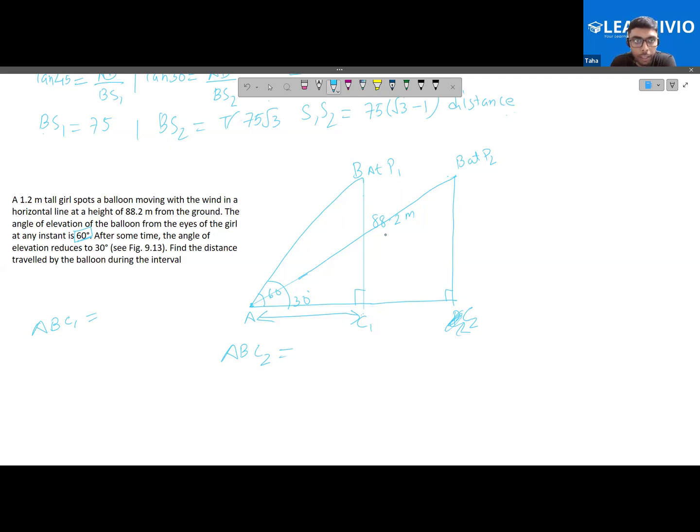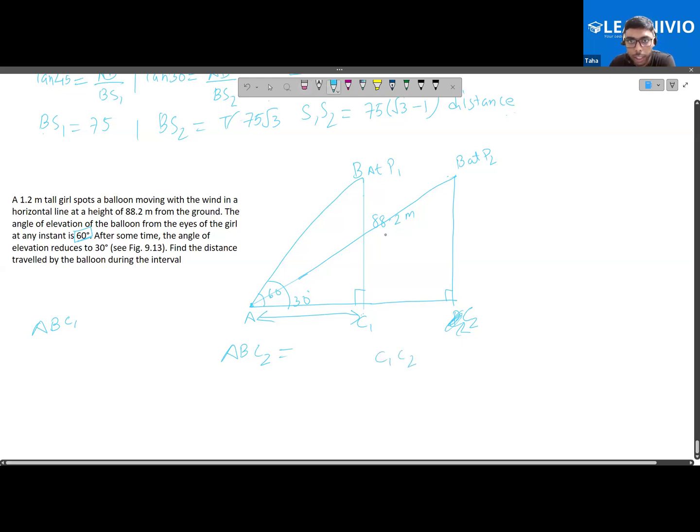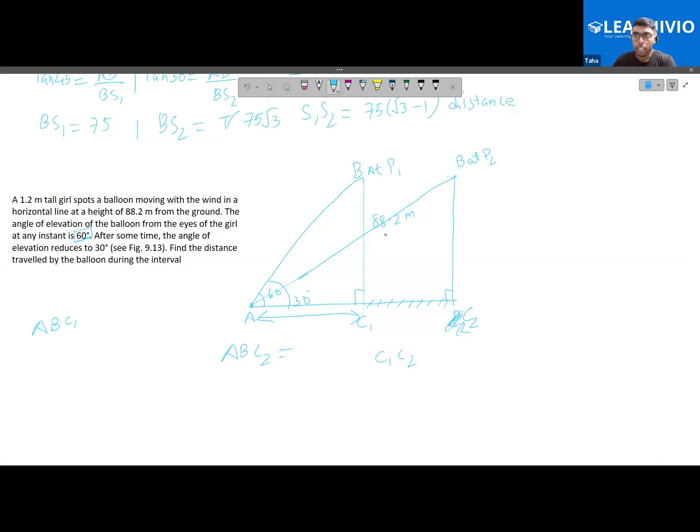Okay, so in ABC1, now we need to find C1C2. This is the distance, like in the time when the angle of elevation changed. Is this thing clear that we need to find C1C2, right? So C1C2 would be AC2 minus AC1. This is the distance we are going to find.